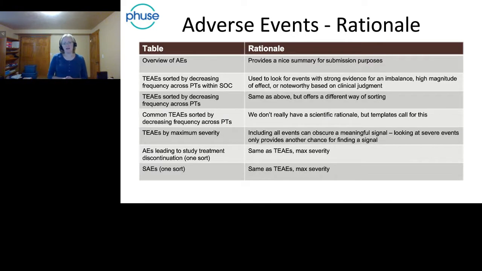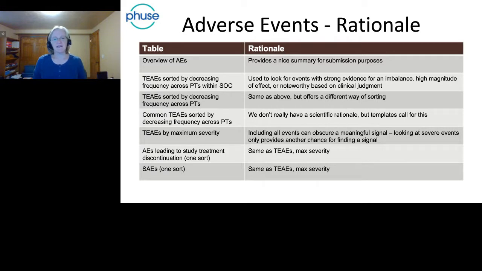Okay, so this slide, I won't go into a ton of detail, but it does provide the rationale for why these things are recommended as part of your safety standard package. Right, so the overview is really, the main purpose of an overview table is just to have a nice table to put in your submission that gives an overview of your adverse events. It doesn't help you decide at all which events should be adverse drug reactions, but it's a very nice summary for communication purposes in a submission.